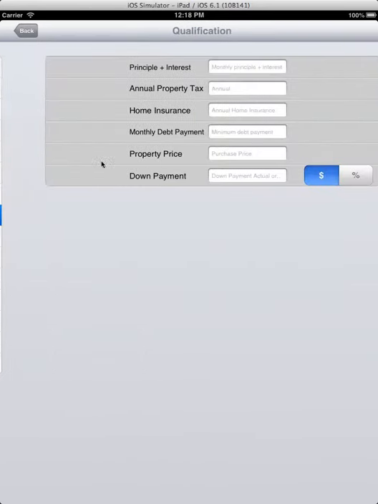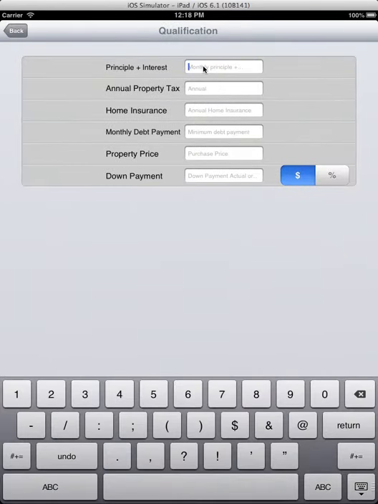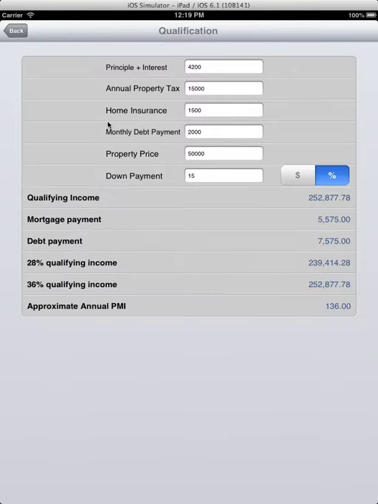So now qualifications. How much loan do we really qualify for? Say monthly this much, and the property tax is 1,500, 15,000 per year. Home insurance is $1,500. Debt payment is 2,000. Property price is 5,000. Say down payment is 50% available. So this is how much qualifying income is required.